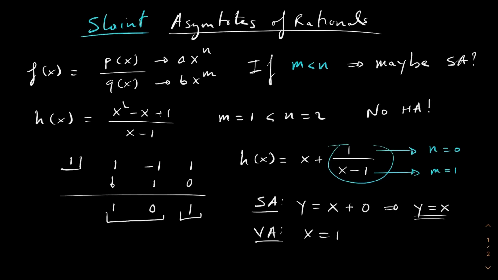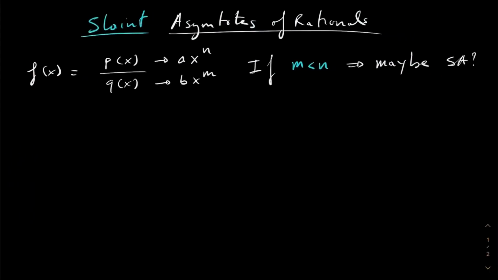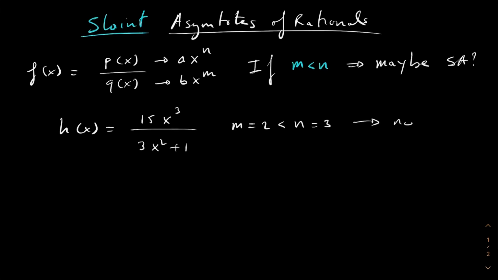Okay, so let me give you one more example to make this just sink in. I'm going to have here h of x equals 15x cubed divided by 3x squared plus 1. And so in this case again, m is equal to 2 and n is equal to 3, and obviously m is less than n. So in this case, you do not have a horizontal asymptote, but you might have a slanted asymptote. Let's go ahead and see what the division gives us.